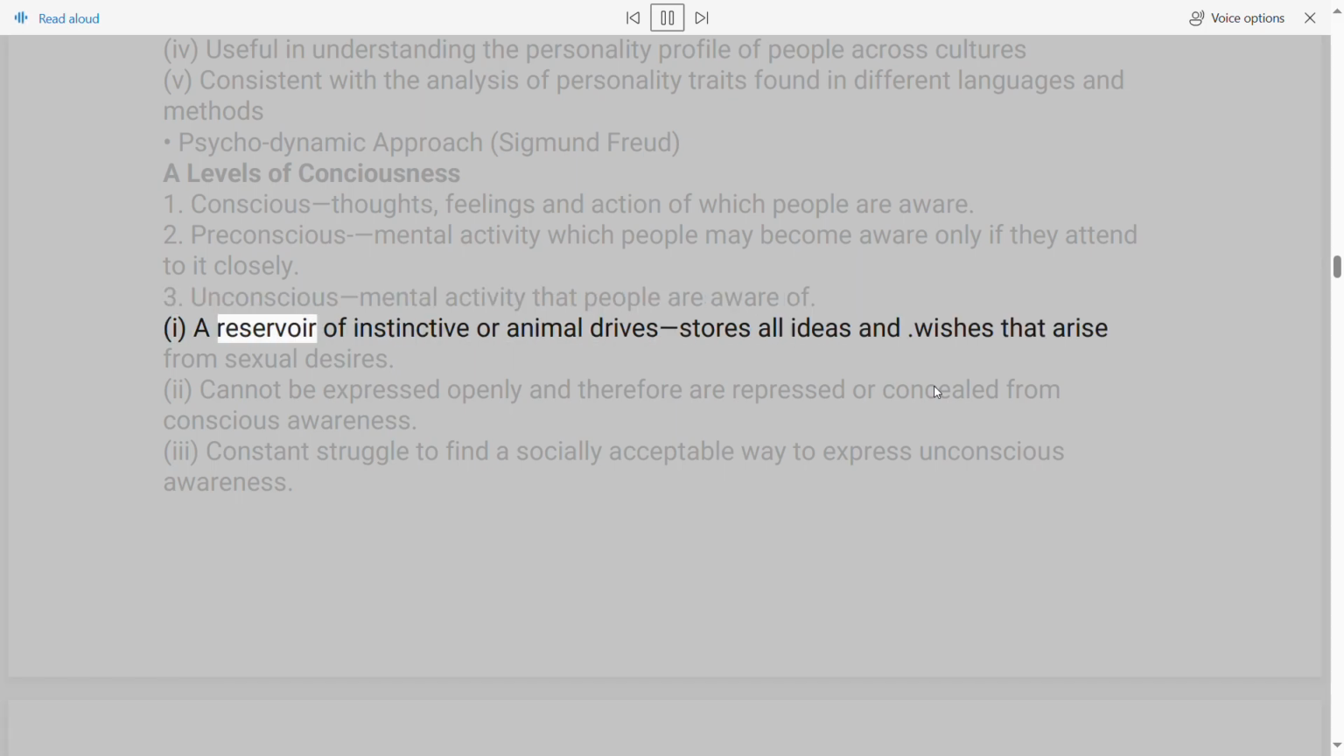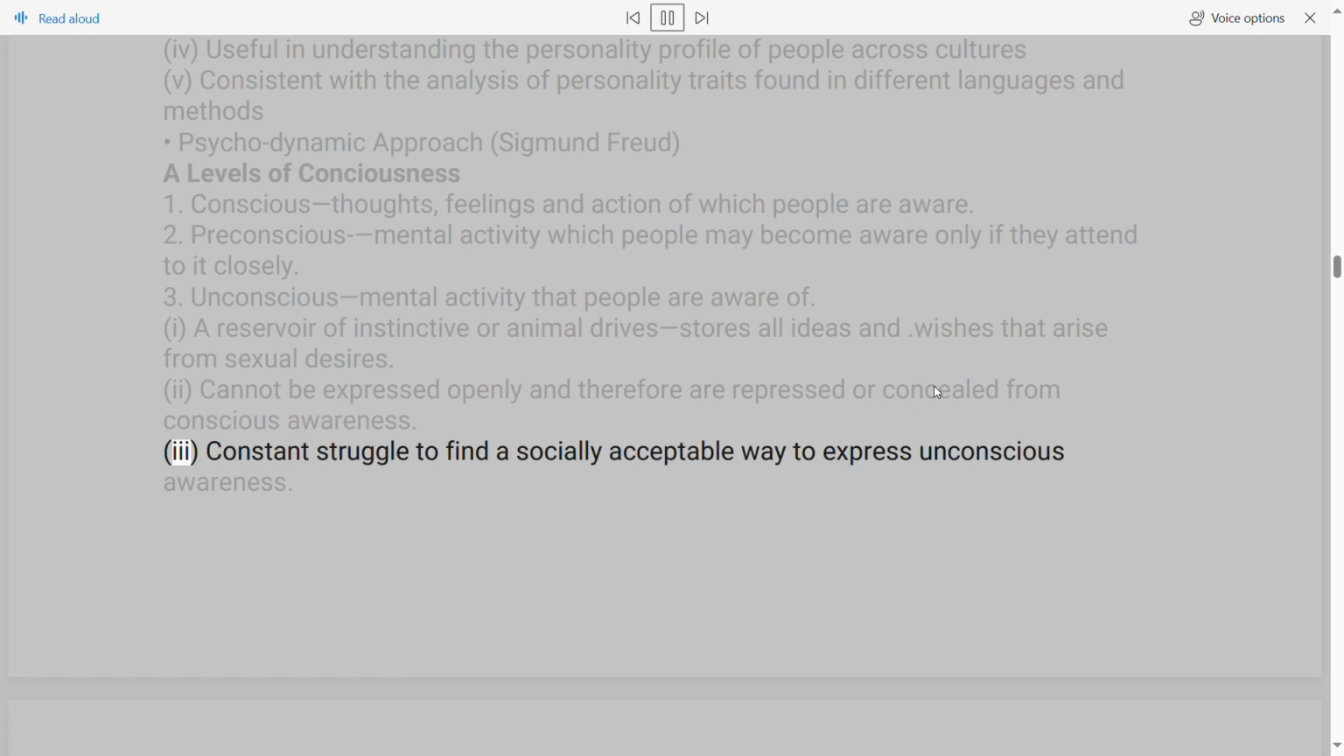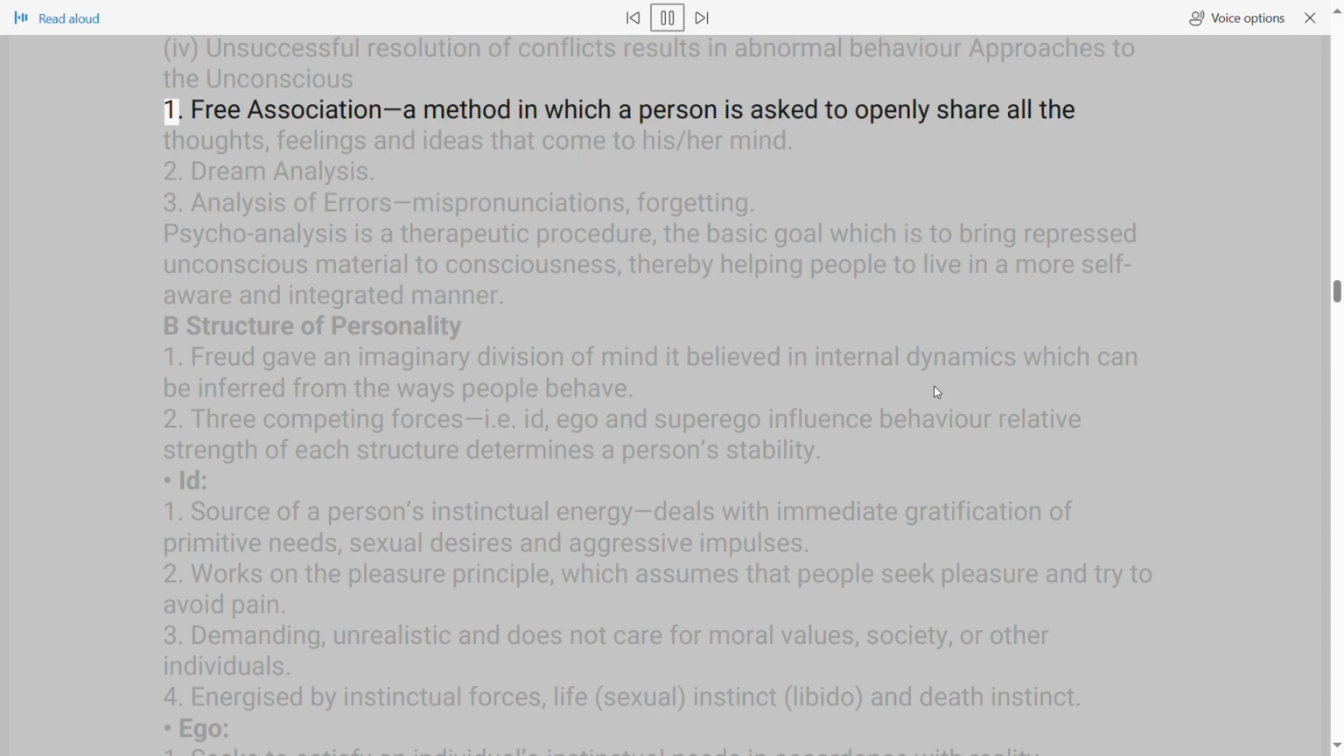The id: 1. A reservoir of instinctive or animal drives, it stores all ideas and wishes that arise from sexual desires. 2. These cannot be expressed openly and therefore are repressed or concealed from conscious awareness. 3. There is a constant struggle to find a socially acceptable way to express unconscious wishes. 4. Unsuccessful resolution of conflicts results in abnormal behavior.